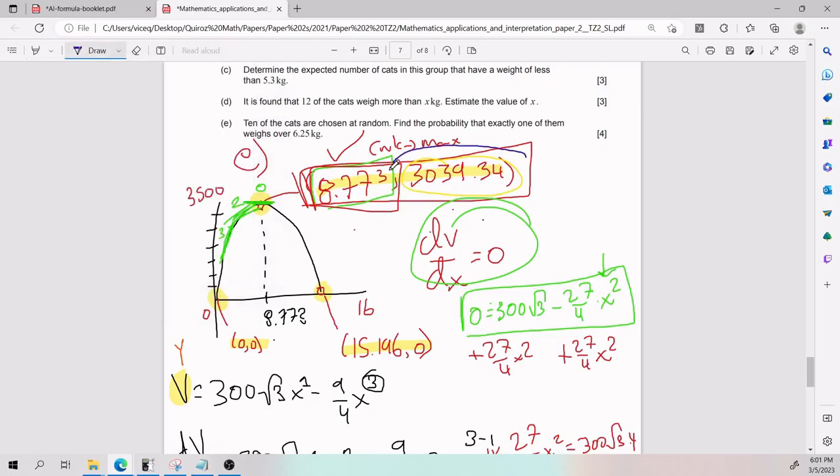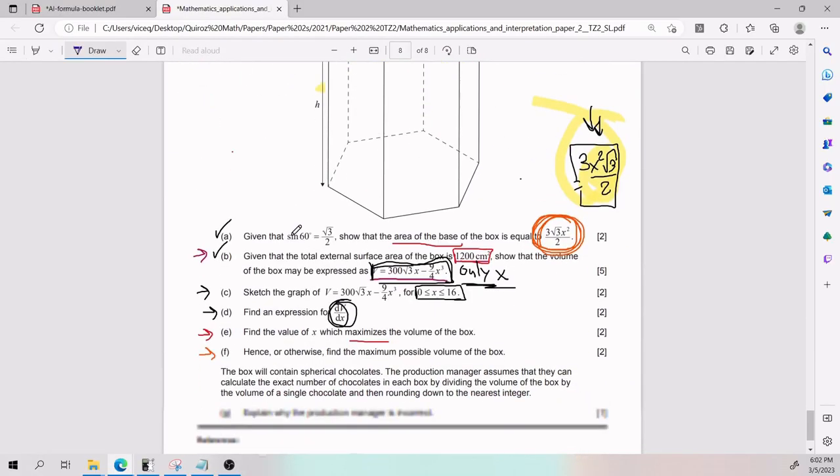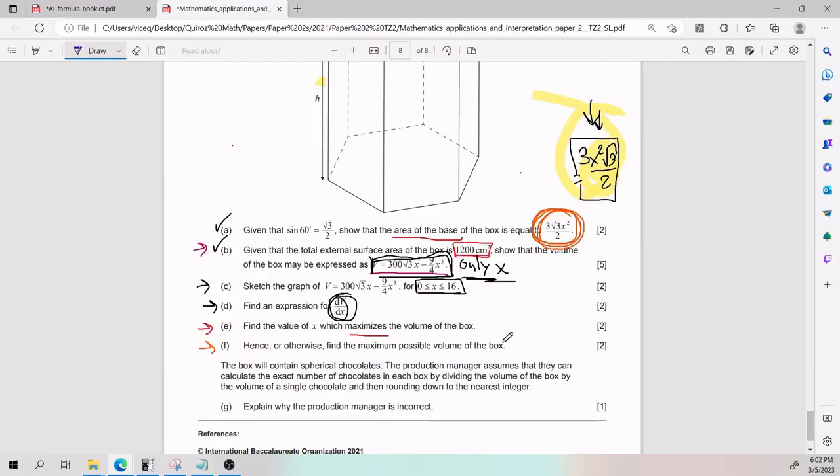Let me use a more vibrant color. So this 3039 is the volume when x is 8.773. And when x is 8.773, we are talking about the maximum. So at the maximum, in other words, the maximum amount of volume is going to be 3039. So actually, for part F, we sort of already solved it. For part F, you're going to have that it's 39.34 centimeters cubed because volume. If you want to be consistent with significant figures, you can go like this. So that is for part F.